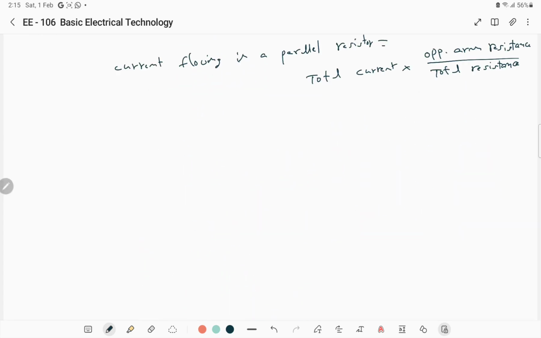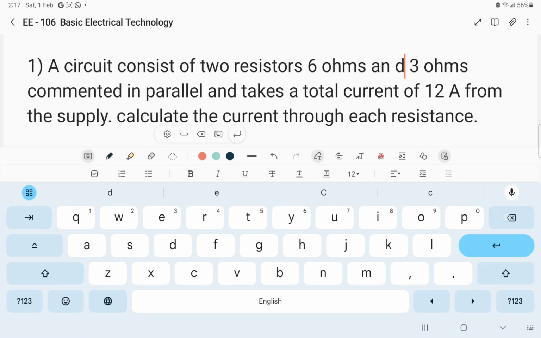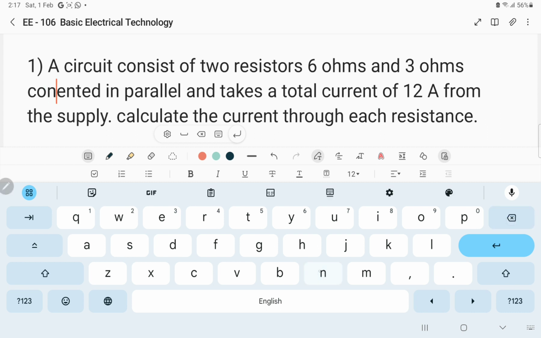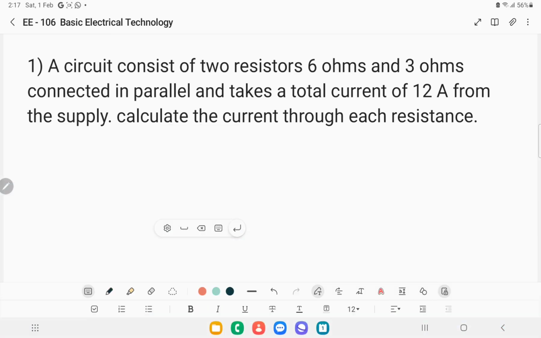Let us solve some problems related to current divider rule. This is the problem. Circuit consists of two resistors, 6 ohms and 3 ohms, connected in parallel and takes a total current of 12 ampere from the supply. Calculate the current through each resistance.